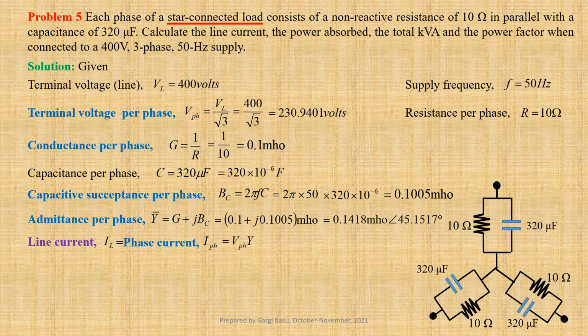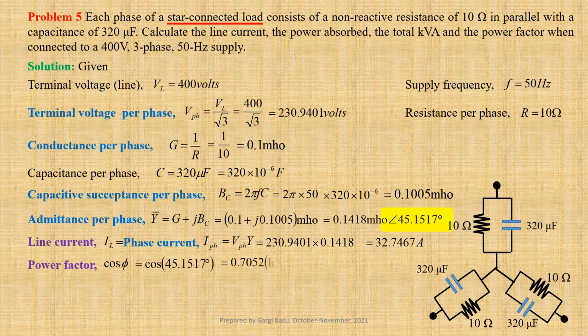For balanced star connected load, line current IL equals phase current I phase, that is equal to V phase into Y. Using values we get 230.9401 into 0.1418, that gives us 32.7467 ampere. Let us now compute power factor. Cos phi equals cos of 45.1517 degree, that is equal to 0.7052, leading.